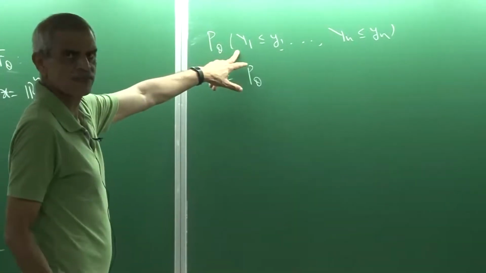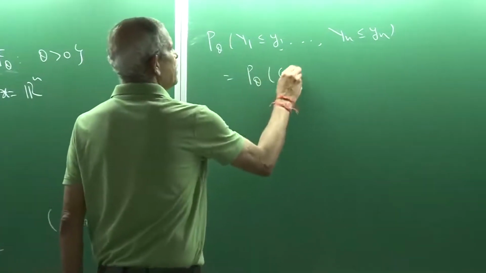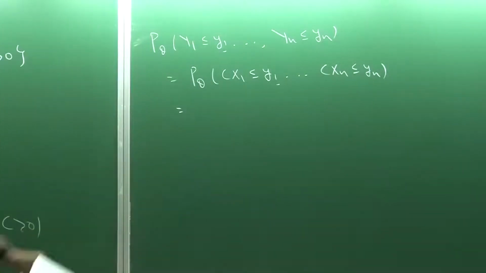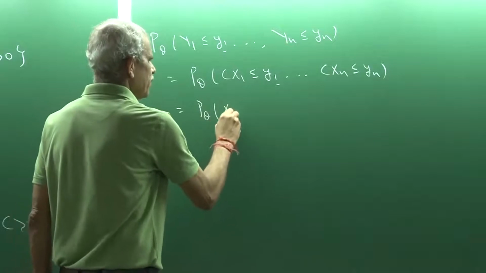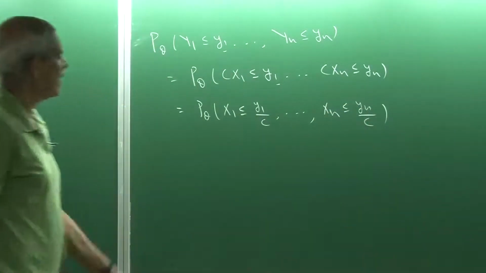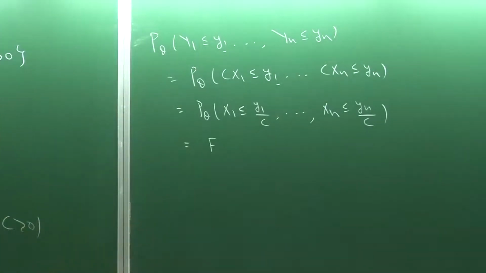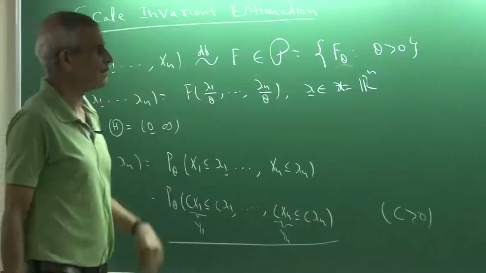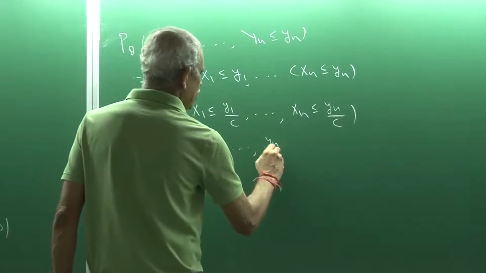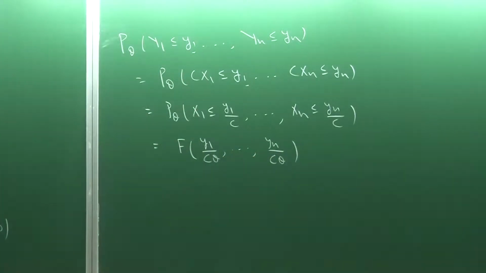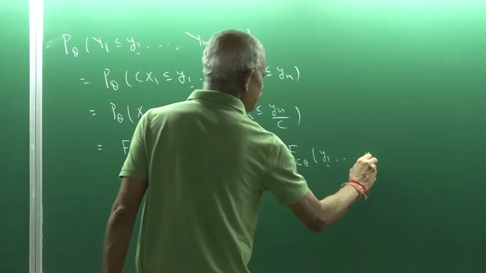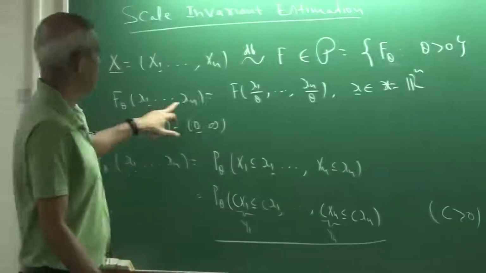I have now got the hint that my group of transformations would be cx1, cx2, ..., cxn. So this is the same as the probability that cX1 is less than or equal to y1, ..., cXn less than or equal to yn. But c is positive, so this is the same as the probability that X1 is less than or equal to y1/c, ..., Xn is less than or equal to yn/c. And that is nothing but F of whatever the argument is divided by theta. The argument is y1/c, and divided by theta it is y1/(c theta), ..., yn/(c theta). And this is nothing but F_(c theta)(y1, y2, ..., yn), that is how F_theta(x1, ..., xn) is defined.